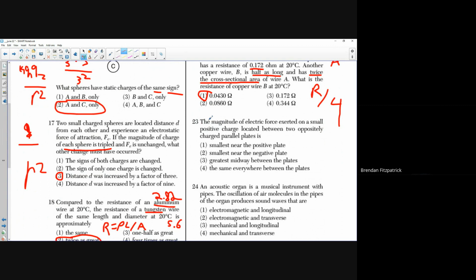23. The magnitude of the electric force exerted on a small positive charge located between two positively charged plates is the same everywhere between the plates, because remember the electric field is constant in between two plates, and the electric field is directly proportional to the force on a charge. So if the field is the same and the charge doesn't change how large it is, the amount of charge, then the force has to stay the same. So 23, verse 4.